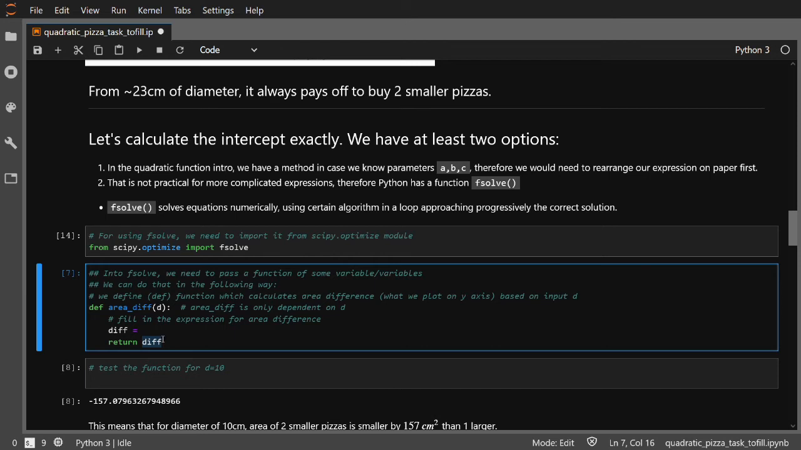So diff has the meaning of the area difference between the two pizzas minus 1. And this is what we are supposed to fill in here. Actually, this is exactly what we have already defined as f above. So we repeat the expression as before: np.pi times, now we have d over 2 squared, and now we subtract the area of the bigger pizza, np.pi times, now again d plus 10, and all this divided by 2 and squared.